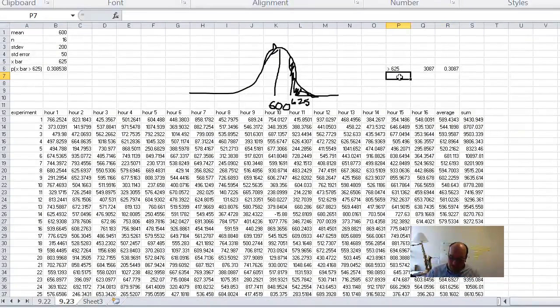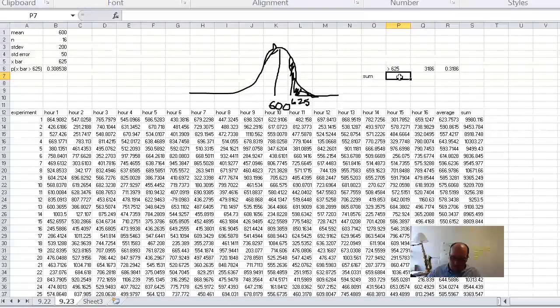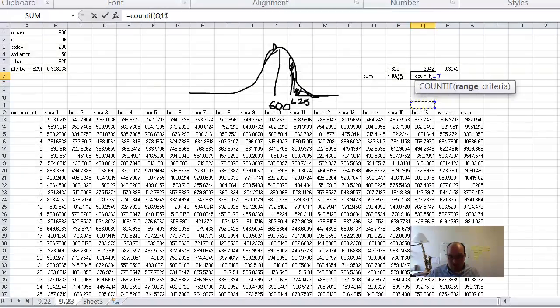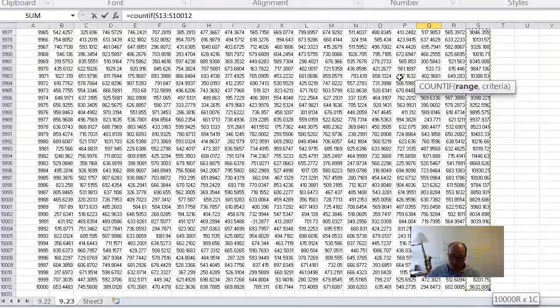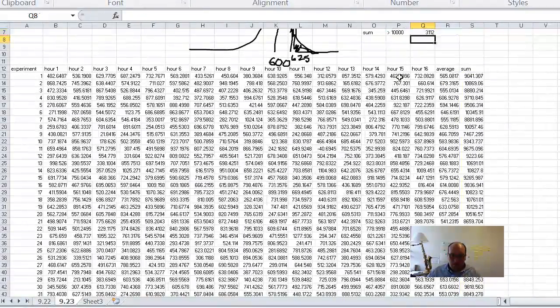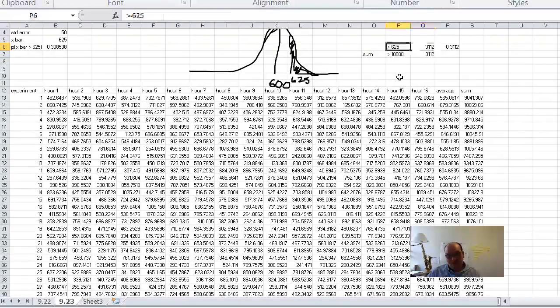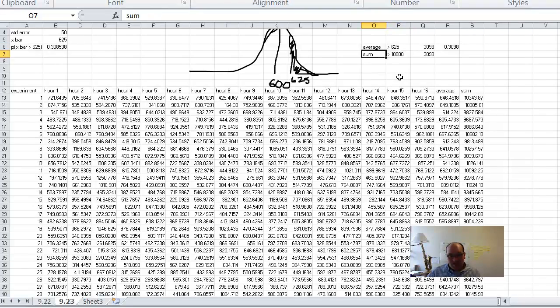In fact, the real question was about the sum: the sum is greater than 10,000 people. Well, this is the same thing. We can do a COUNTIF, but instead of using the average, we can use the sum, and count that. Look, it's exactly the same number. Right, so the average greater than 625 is the same as the sum being greater than 10,000. So you can see it's exactly the same.